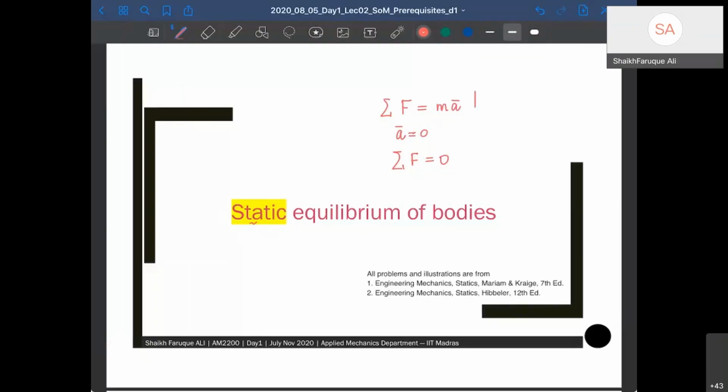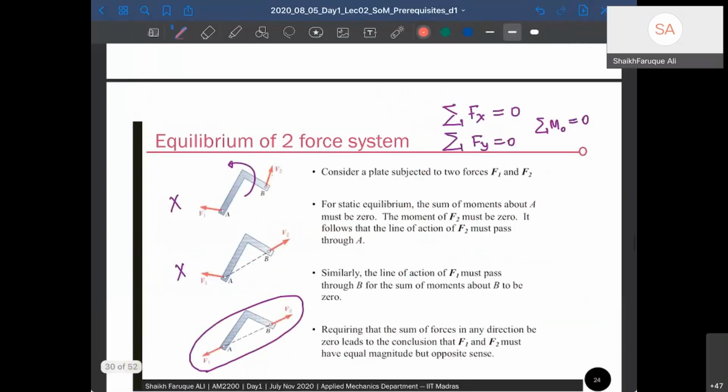Similarly, if there is a rotating body, then the summation of moments should be I alpha. We say that alpha is equal to zero, there is no rotational acceleration, and therefore the summation of all the moments, M_O, should be equal to zero. So that's what static equilibrium is, and we discussed a few bits and pieces of it here and there in the last few classes.